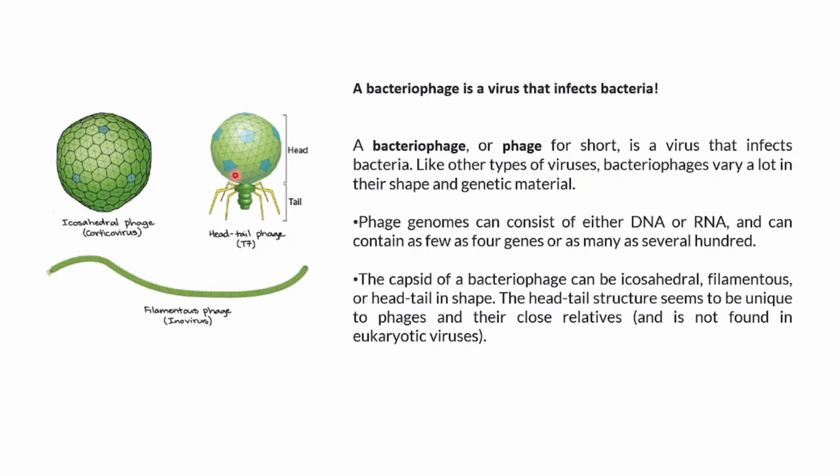This is a very rough schematic of a bacteria. Bacteriophages can vary a lot in their shape and genetic materials. They can consist of either DNA or RNA and can contain as few as 4 genes or even several hundred. The capsid of the bacteriophage can be icosahedral, filamentous, or head-tail in shape. The head-tail structures seem to be unique to phages and their close relatives, and are not found in viruses which infect eukaryotic cells.